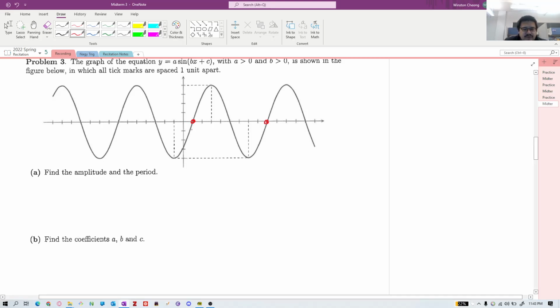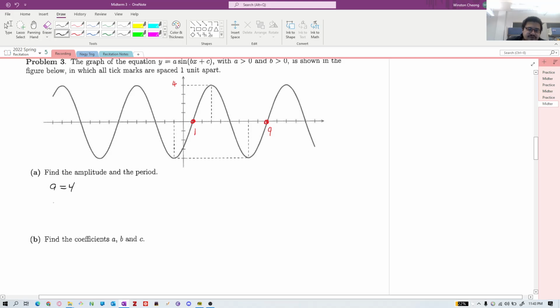Alright, so now, let's see. This would have the value 1, 2, 3, 4, 5, 6, 7, 8, 9. So this would be 9. And then the height, 1, 2, 3, 4, is there. Okay. So, amplitude is the height of the sinusoidal curve. So we know that that's 4.